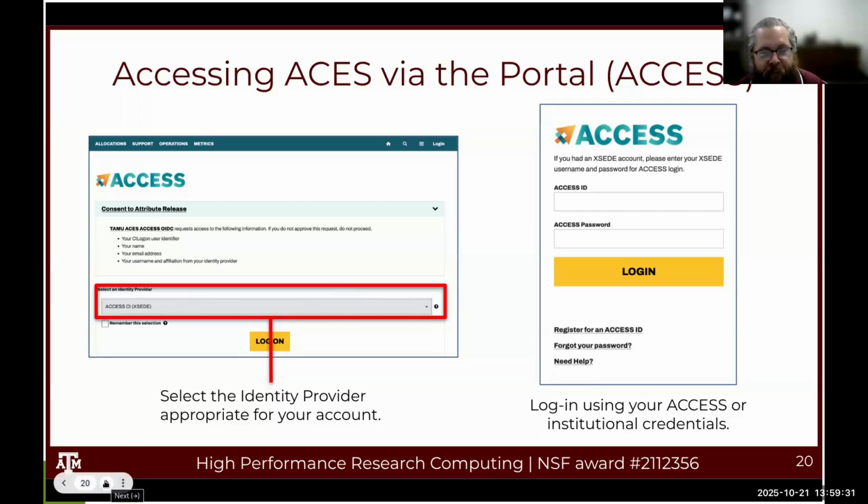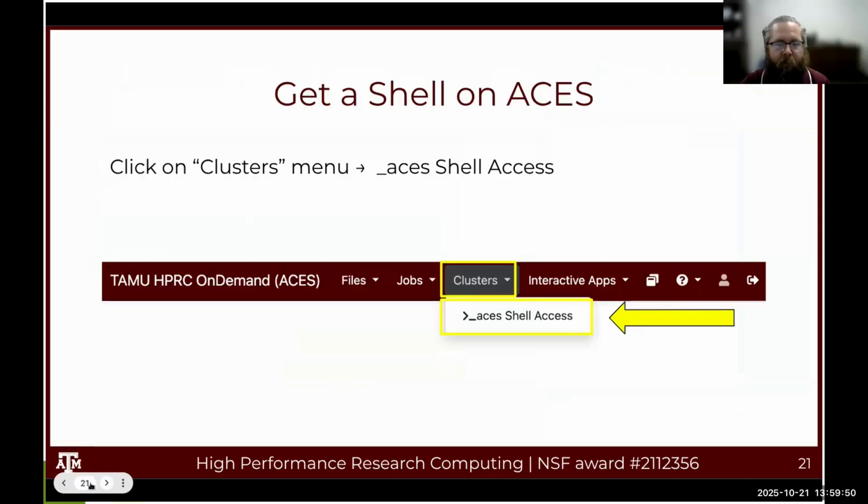Which login page you land on depends on how you configured your access ID. In almost all cases, there will be two-factor authentication. So I have Duo on my phone, and it goes bling, and then I have to push some buttons. When you do get to ACES, we'll be using the shell, but I'm not going to click on that just yet. First, I want to make sure everyone is able to log in.